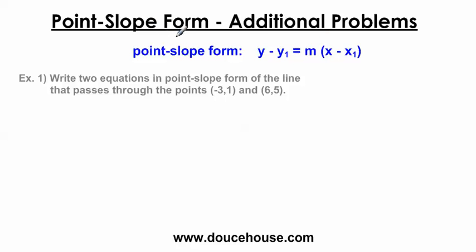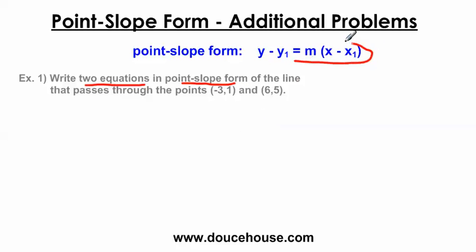On this video I'm just going to solve some other kinds of problems for point slope form problems that you might come across. This one says write two equations in point slope form of the line that passes through the points (-3, 1) and (6, 5). So I need to come up with two equations in point slope form of a line that passes through (-3, 1) and (6, 5).